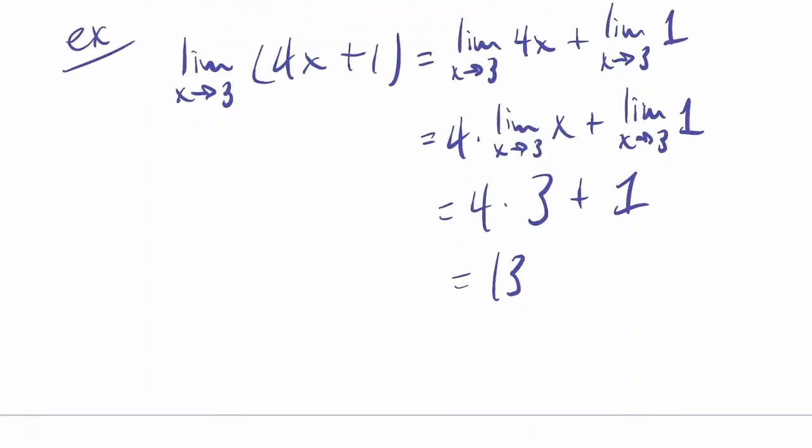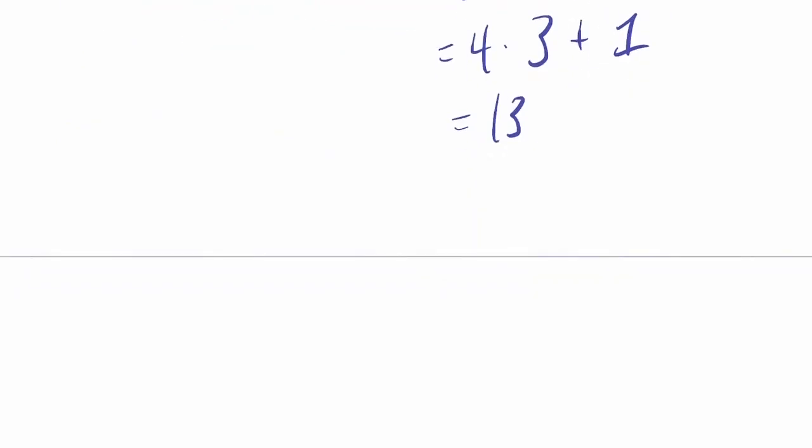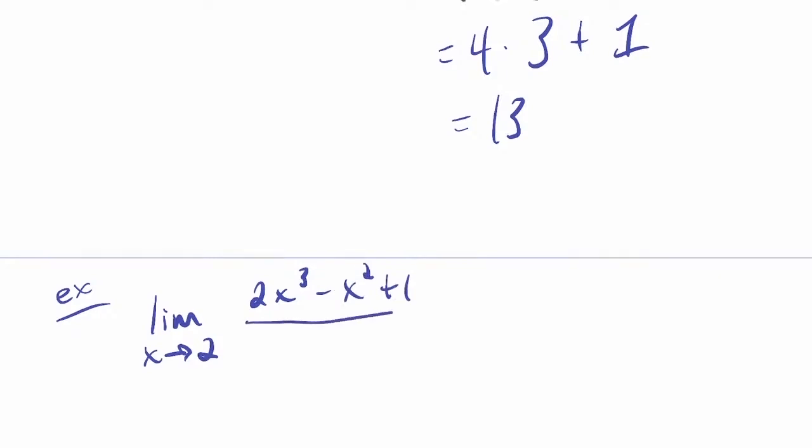Okay. Let's do one more. Let's say, let's do two more actually, I think. Let's do the limit as x goes to, let's say, 2 of 2x cubed minus x squared plus 1 over, well, let's say x squared plus 5. Okay. So this is sort of a complicated function, a rational function.